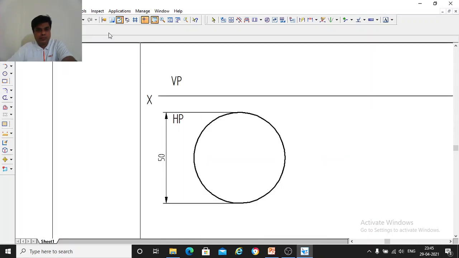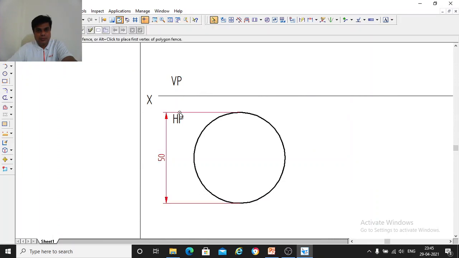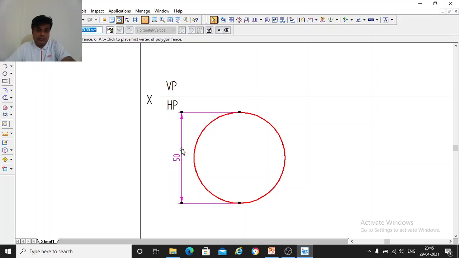So you can write this HP somewhere here, so that you will not get confused. Let it be clear. So this is the dimension of the circle. You can show the dimension like this.